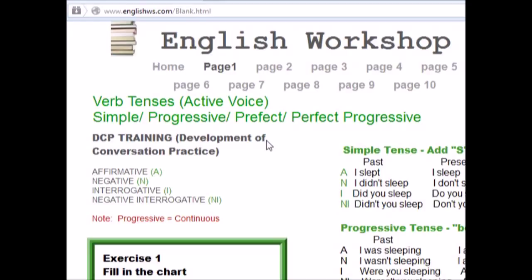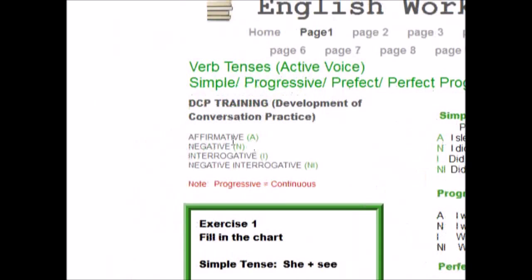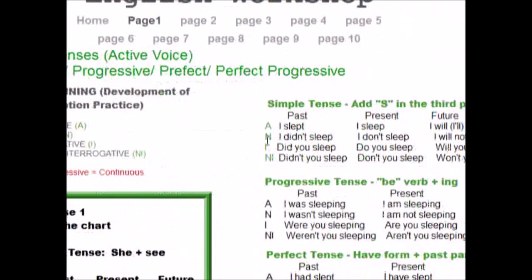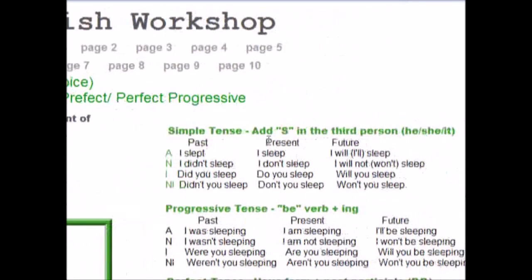We're going to start with the active voice, in the simple, the progressive, the perfect, and perfect progressive. Now, progressive is also known as continuous. So you can say simple, continuous, perfect, and perfect continuous. We're also going to do these in the affirmative, the negative, the interrogative, and negative interrogative, which is A, N, I, N, A. So let us start with the simple tense.